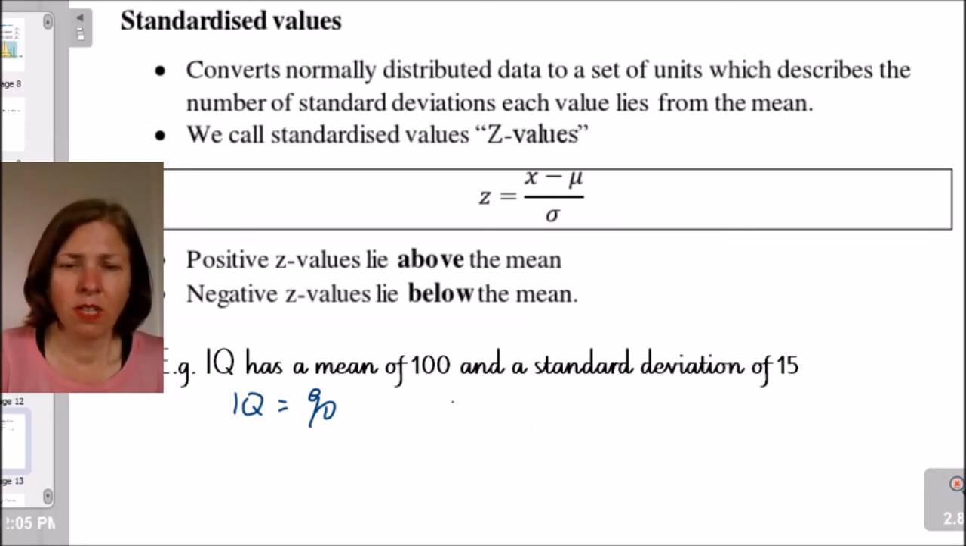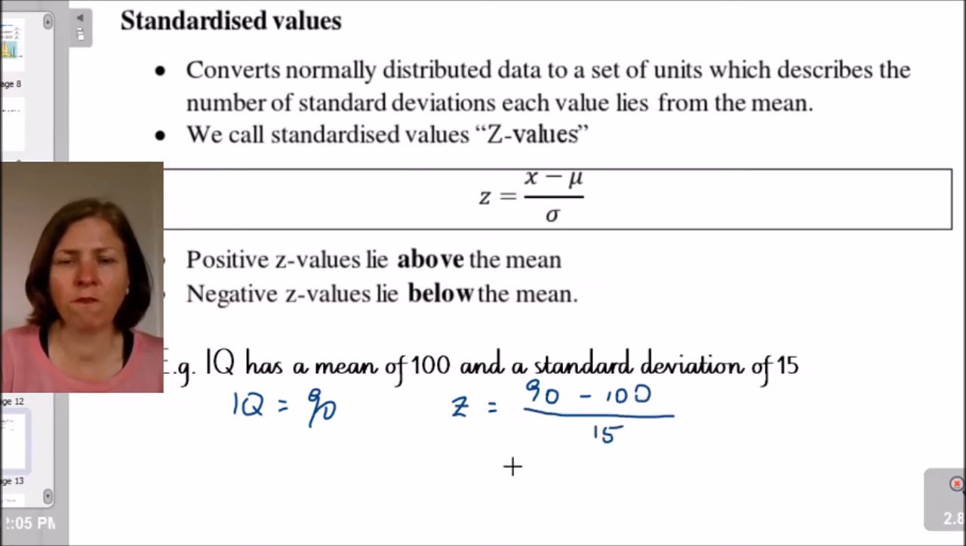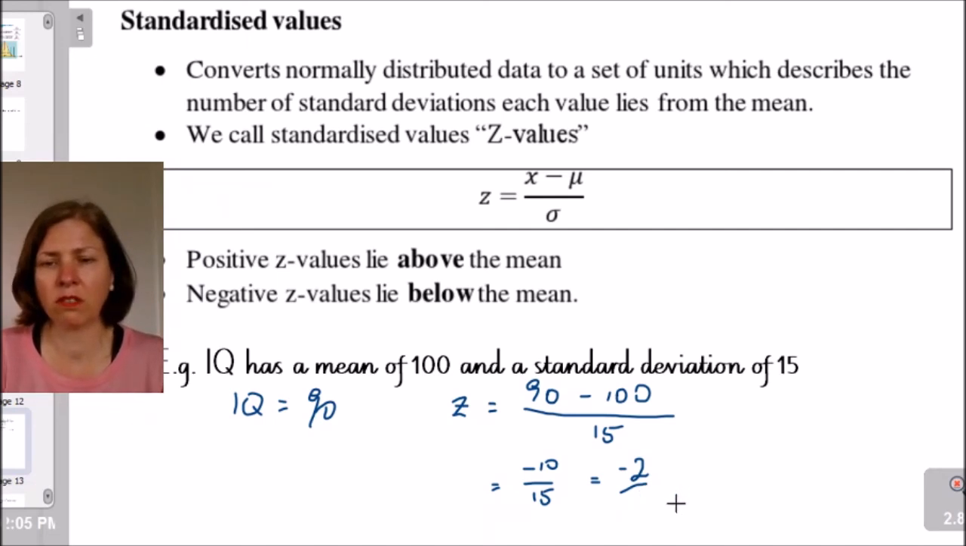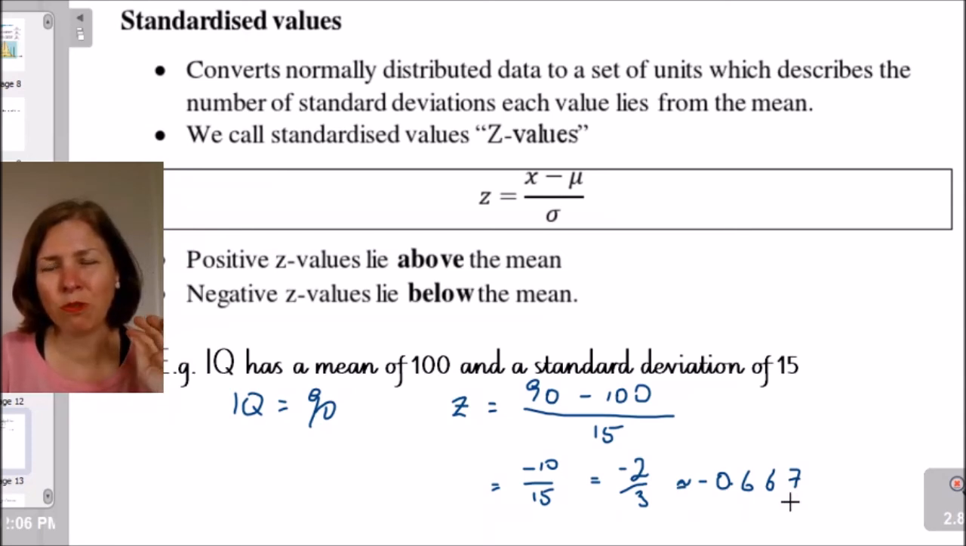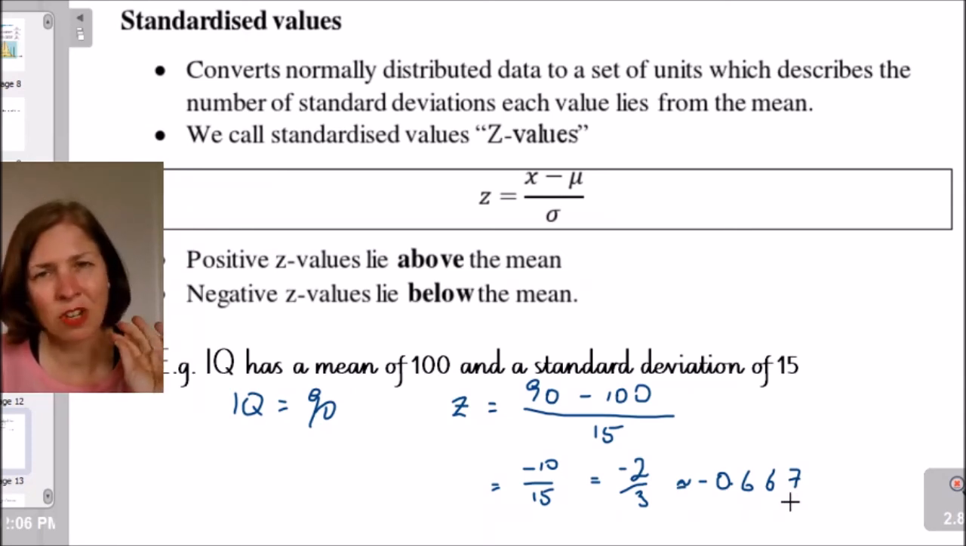All right. So let's change that to a z value. I'm going to have 90 minus 100, which is my mean, divided by my standard deviation of 15, which gives me negative 10 over 15, which is the same as negative 2/3, which is approximately equal to negative 0.667. So ignore the fact that that looks very similar to our 68%. It's got nothing to do with probability. This is my z value.